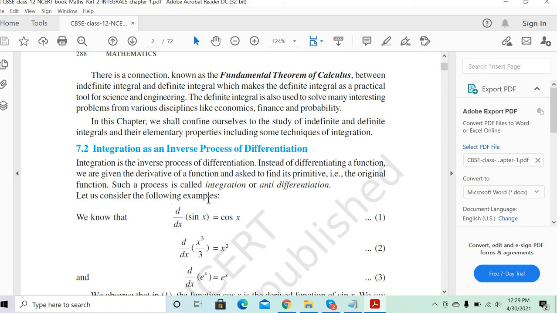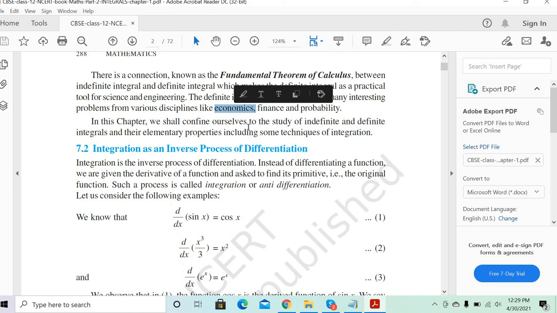Now let's go to a couple of simple examples. We saw one of the applications. Let's look at a couple of applications of integration before going into detail on how to do integrations. Practically we use it as a tool in science and engineering. The definite integral is also used to solve many interesting problems in various disciplines like economics, finance, and probability. Whenever they do projections, they use the integration method.